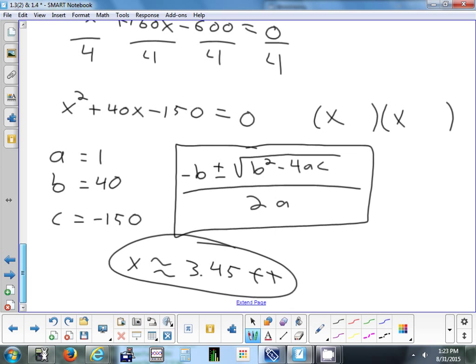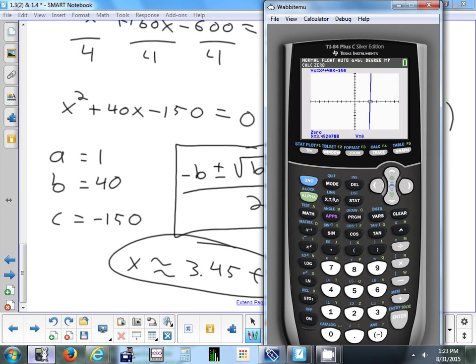One thing you cannot do, somebody asked me, is could you do an intercept? Could you use second calc intersect? And I said no. An intersect is only for where two graphs cross each other. If you did something like this, I just drew a line right on the x-axis, now I could do an intersect and get the same answer. But if all you have is a graph and you want to know where it crosses an axis, you want to use root, or 0. All right. Any questions on that?